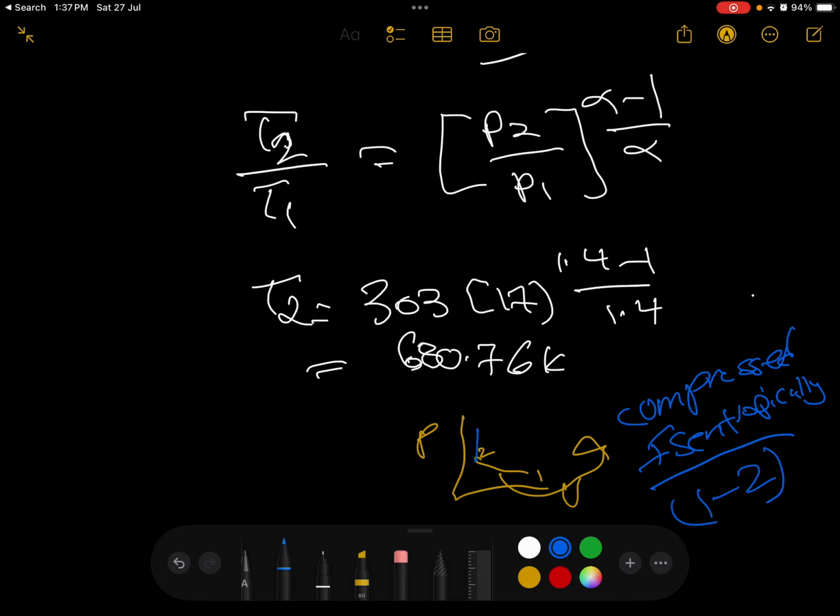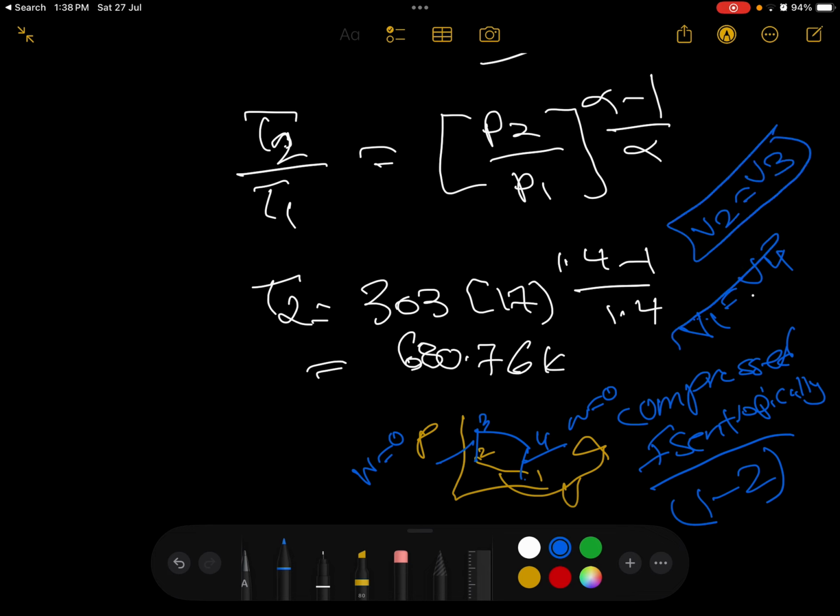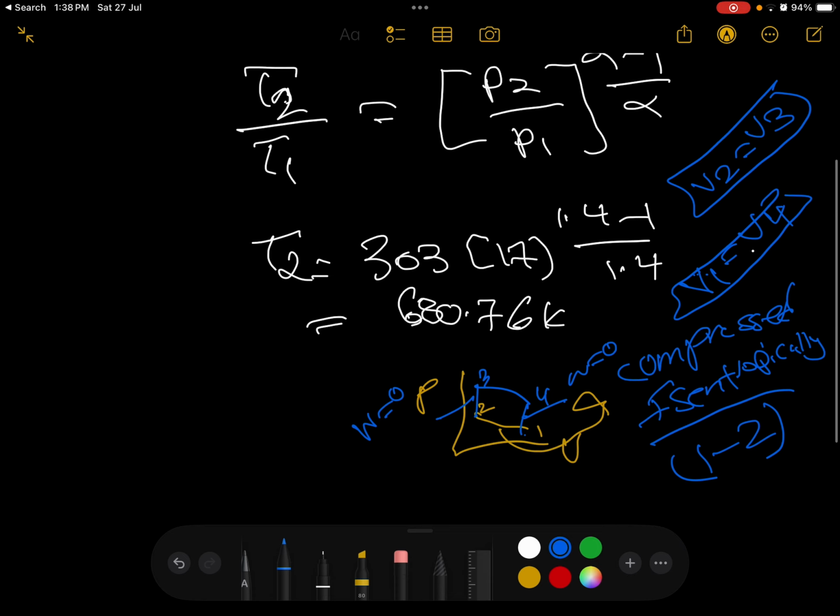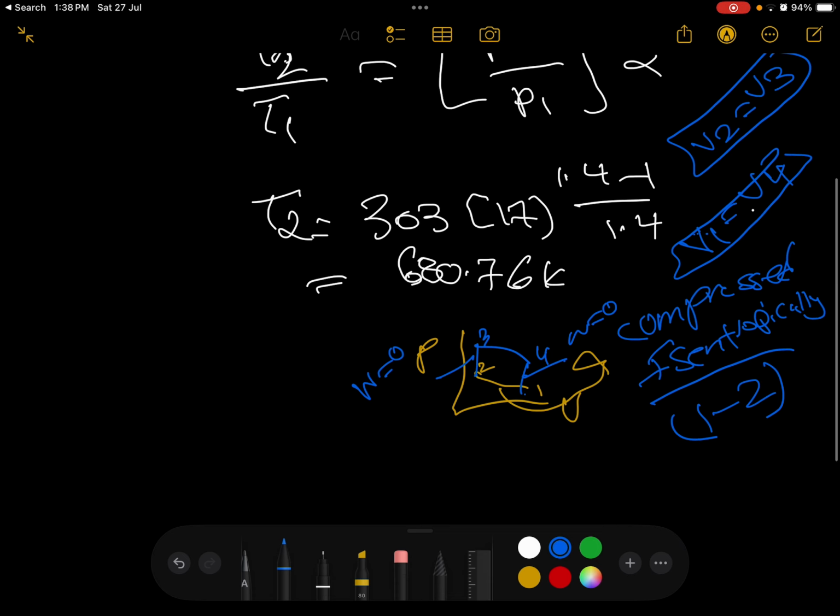And 2 to 3 is isochoric, so there's no work done: V2 equals V3. So for 2 to 3 and 3 to 4, as we said in the previous example, W is 0. V1 equals V4, V2 equals V3, isochoric expansion, isochoric compression. So we can go and complete this to find the maximum temperature.